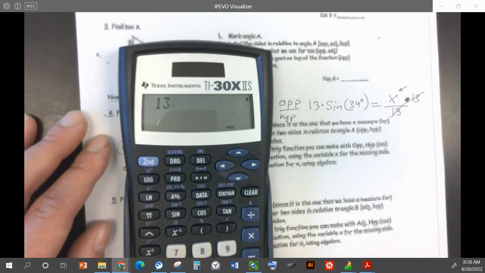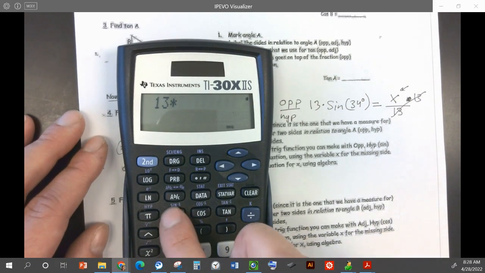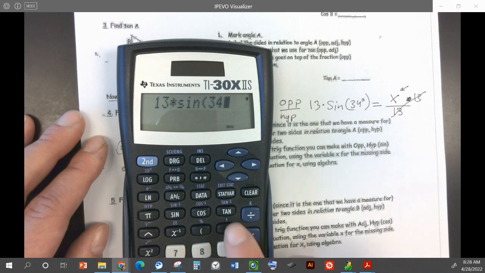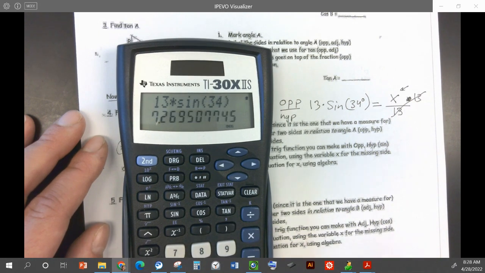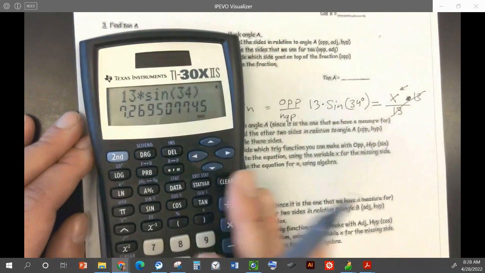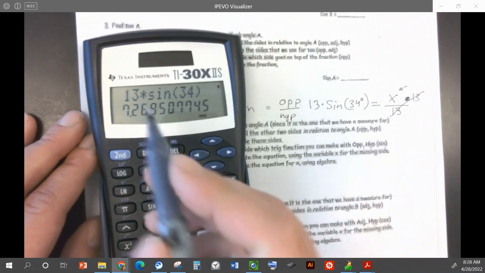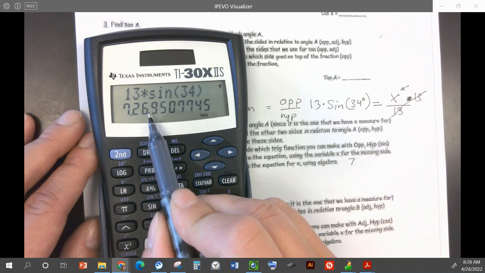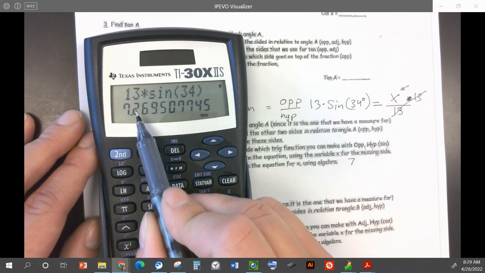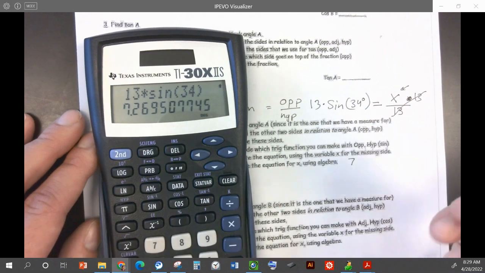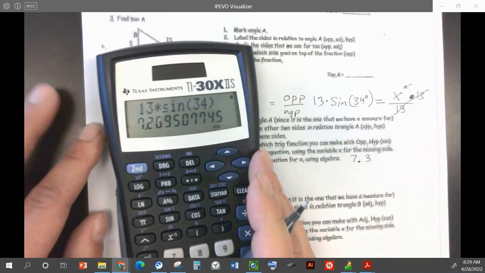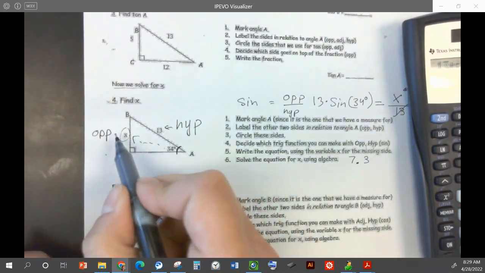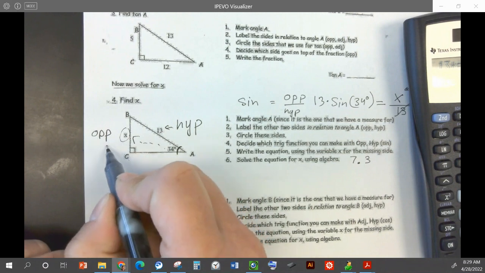So 13 times the sine of our angle, 34, parenthesis. So our answer is, let's see, does it say? It doesn't say how many. So let's just round to one decimal place. So I have 7.26. This number is bigger than 5, so I'm going to round up. So this will be 7.3. So we just found on our triangle the opposite side of this angle, x, is 7.3.